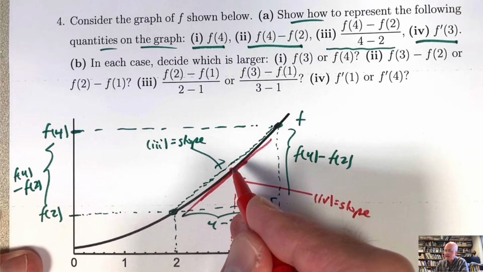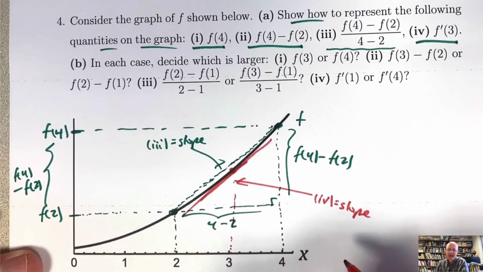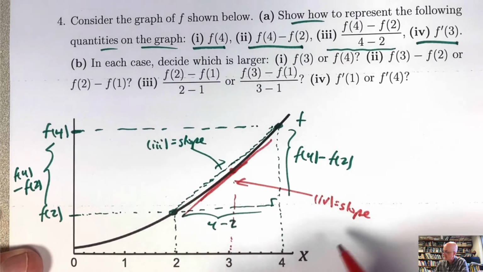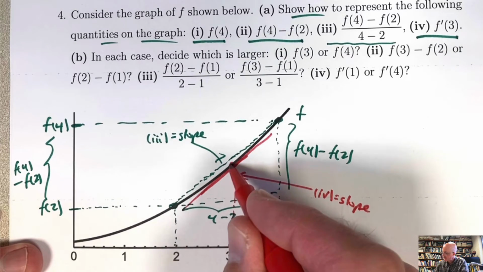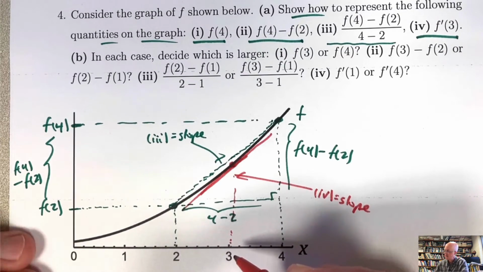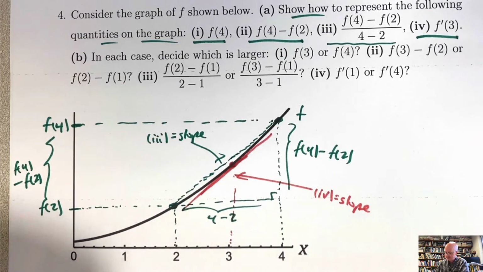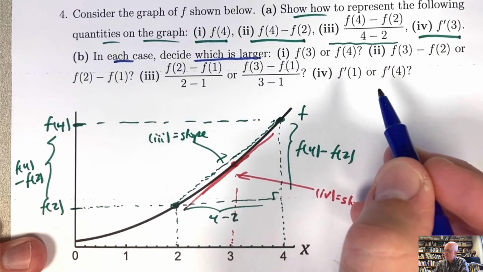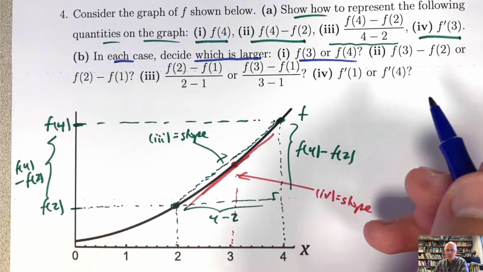The green one's a secant line. The red one is a tangent line. Secant line between x goes from 2 to 4. Tangent line at the point where x equals 3. Part B of the problem says, in each case, decide which is larger, f of 3 or f of 4.